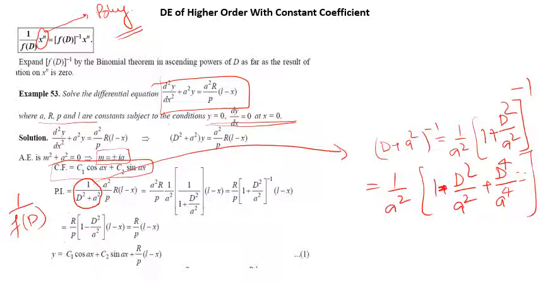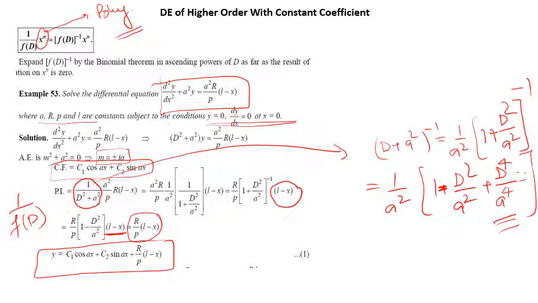Now d square by 4 a to the power 4 is not considered, and higher order is not considered. Why? If the derivative of L minus x becomes 0 for second and higher order, multiply this term by L minus x. What is D square? D square is d2 by dx2. If we differentiate this term 2 times, it becomes 0. Then r by p 1 into L minus x. This is only PI. This is CF and PI.